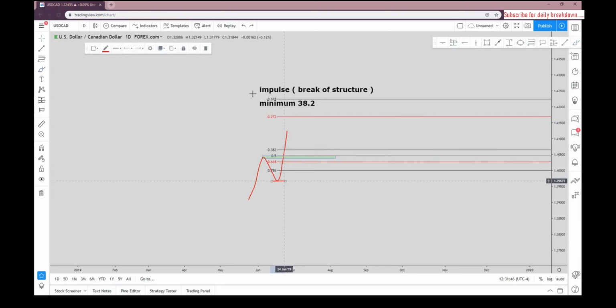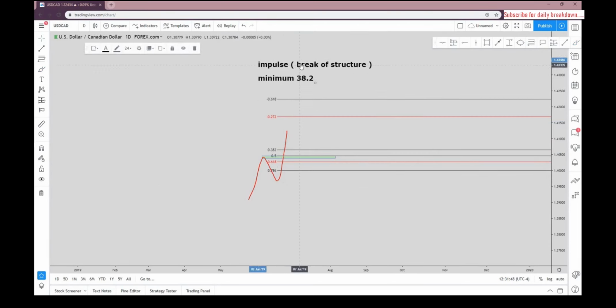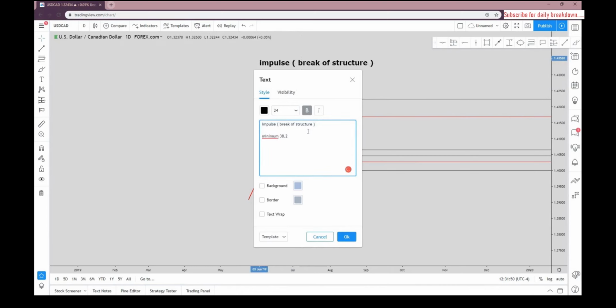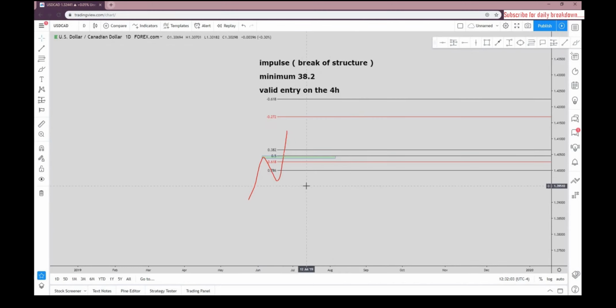So these are basically the two rules, and then obviously the third rule is exactly as for all the other strategies. We need a valid entry on the 4-hour time frame. Very simple. We need a valid entry on the 4-hour time frame. So the rules are pretty simple. We need to have an impulse to the upside, we need to have a retracement, and we need to have one of our valid entries.